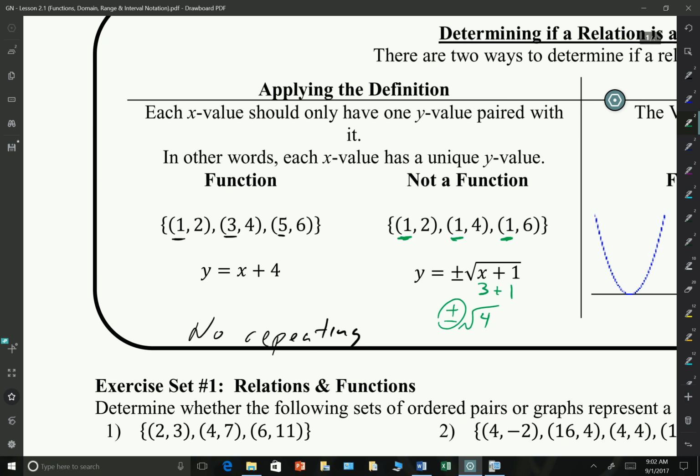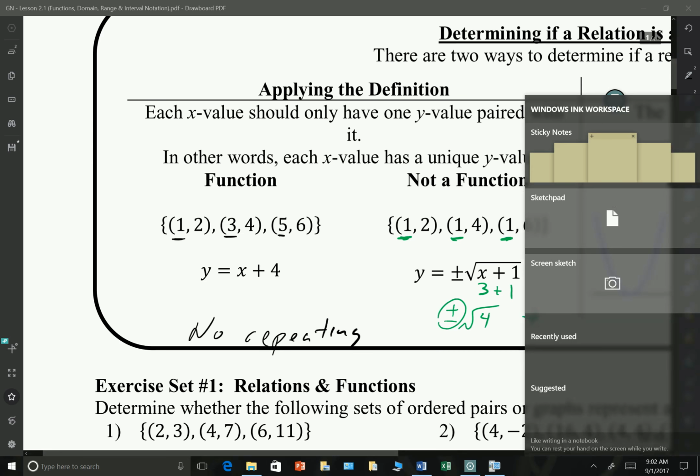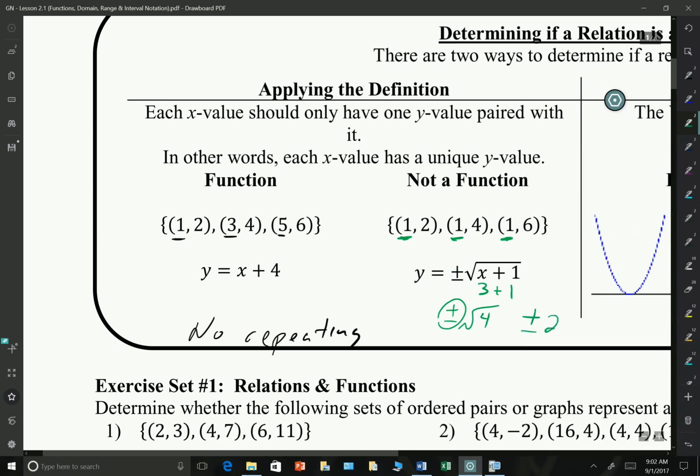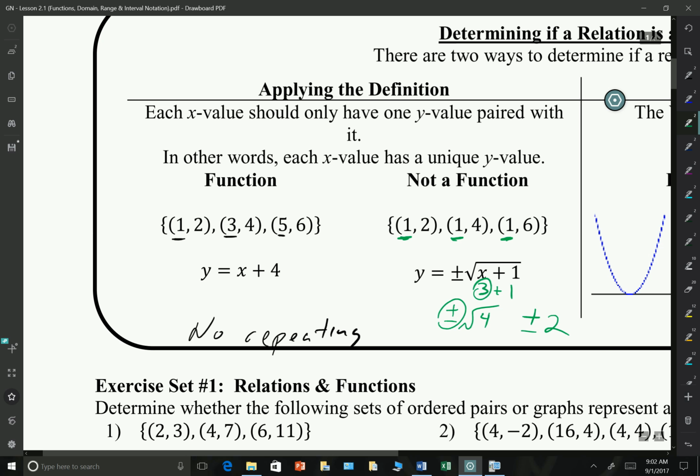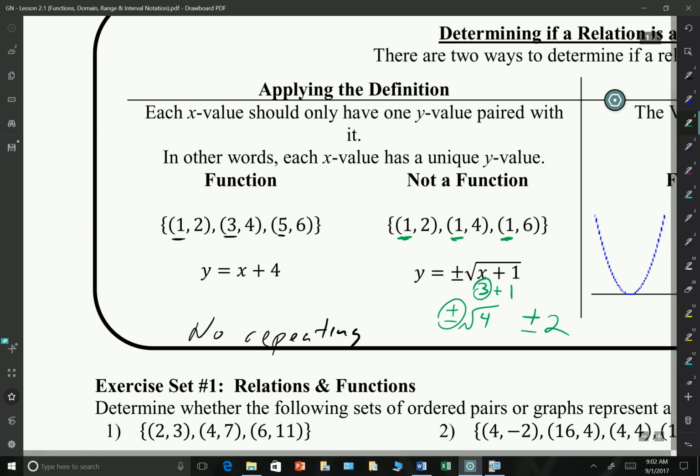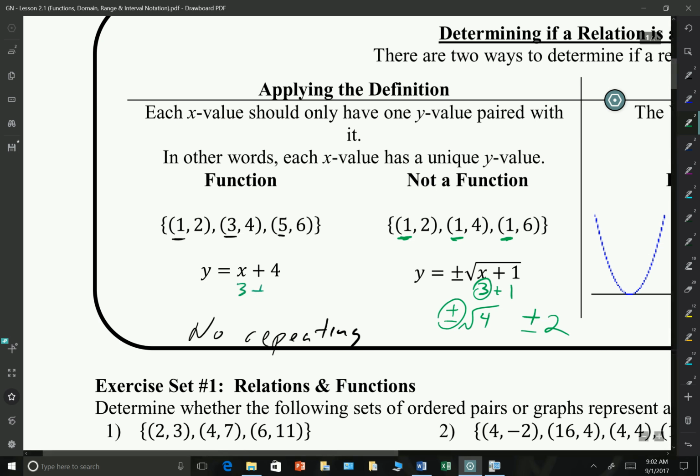So I call it plinus. What's the square root of 4? So really this is plus or minus 2. I plugged in how many x's? 1. I plugged in 3, didn't I? We plugged in 3. How many y's did we get? 2. So that's not a function. 1 x gave us 2 different y's. You cannot have that. If 1 x gives us 1 y, that's a function.